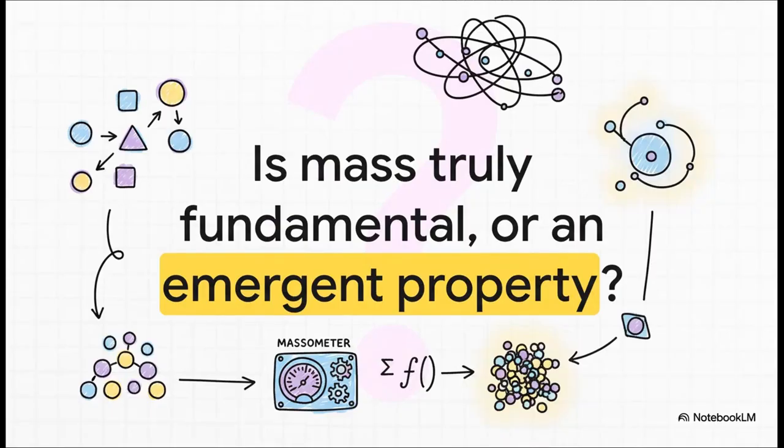And all of this really leaves us with a huge, kind of mind-bending question to chew on. This entire framework challenges a basic idea. Is mass truly fundamental? Is it something a particle just has? Or is it an emergent property? Is it something that happens when more basic pieces combine according to a deeper, more fundamental set of rules that we're only just beginning to uncover?